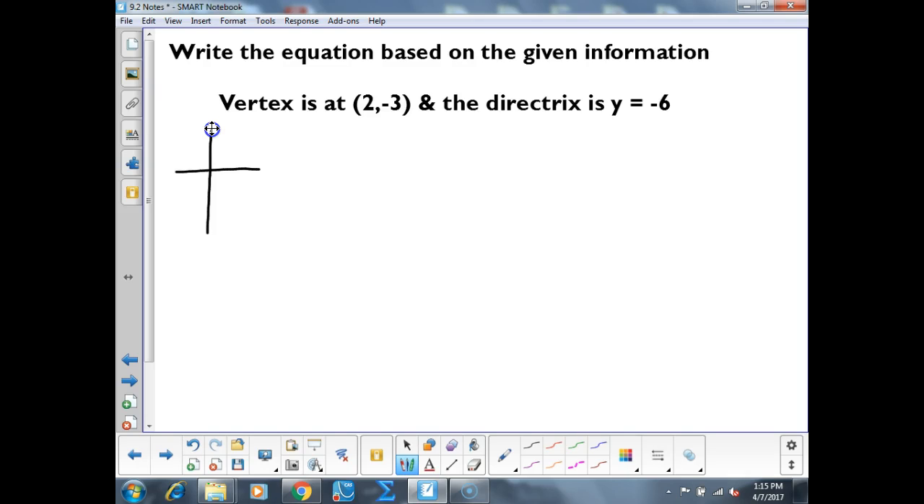So my vertex is down there, right? My directrix is down here. From the x-axis, yep. Okay? Wait, not from the vertex? No, not from the vertex. Right? Okay.